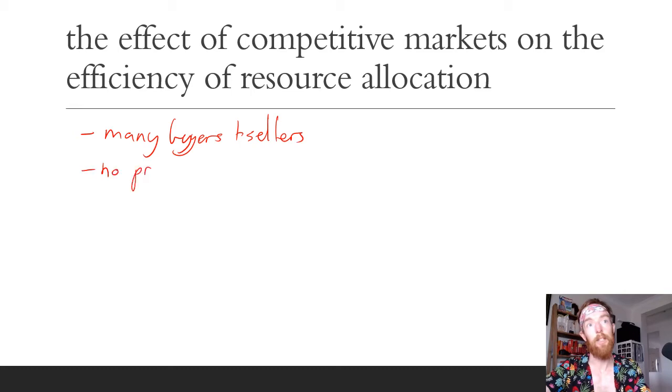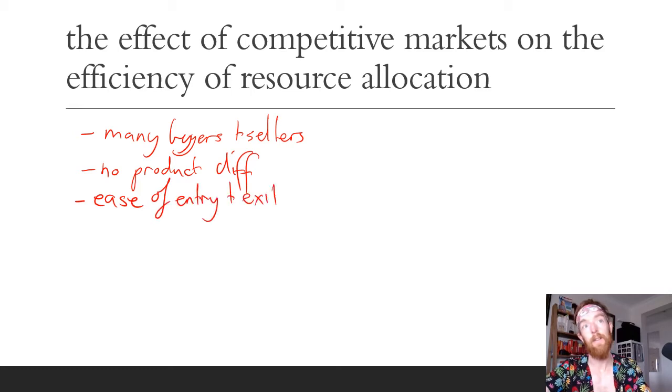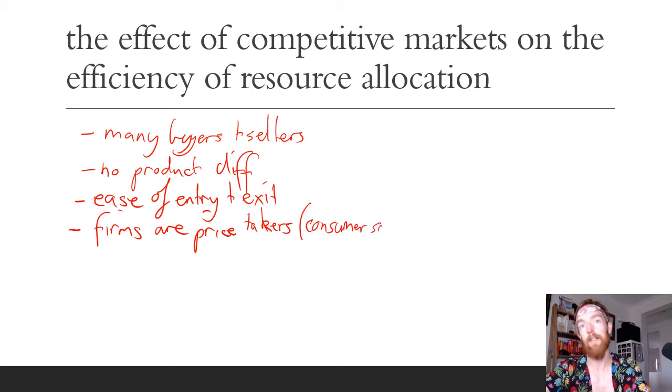No product differentiation, or homogeneous products, if you want to sound really smart. Ease of entry and exit, or no barriers to entry. And firms are price takers. It just means they have to take whatever price consumers are willing to provide. And we sometimes refer to that as consumer sovereignty because they have to produce whatever consumers are demanding.